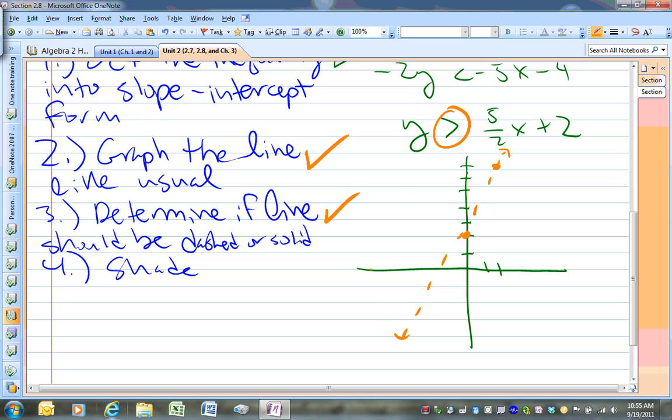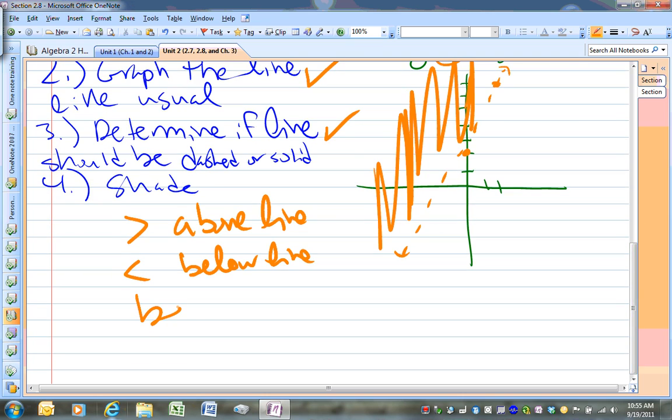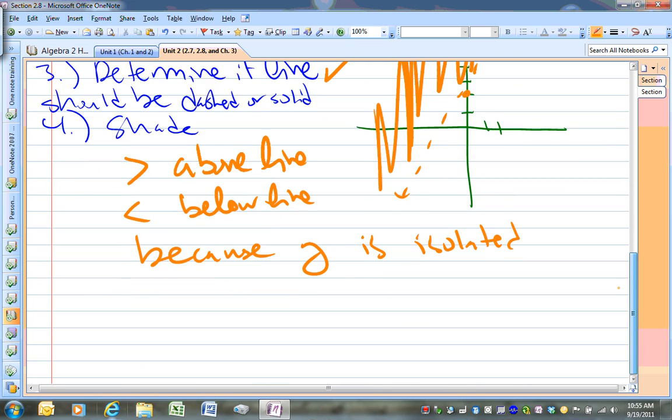Now the shading is going to be above. Greater than, go above the line. Less than, go below the line. And that's because y is isolated. If y is greater than, then you want all y values above it. If it's less than, you want all y values below it. That only makes sense. And remember, y is a vertical coordinate, so it's a matter of going up or down.